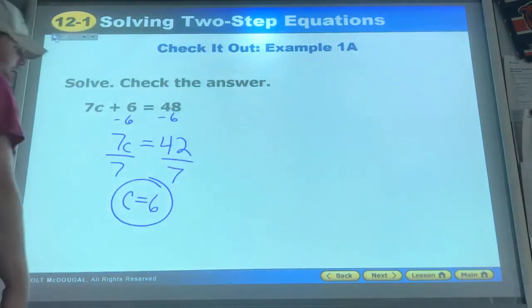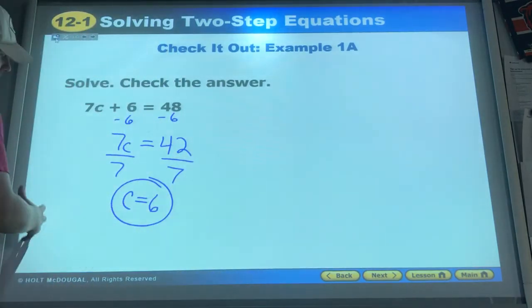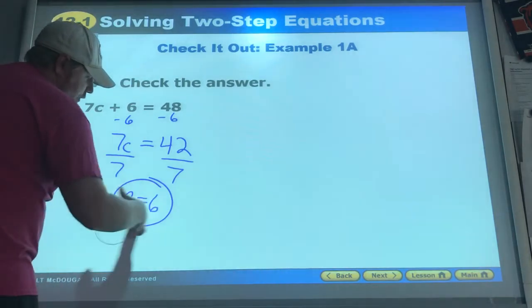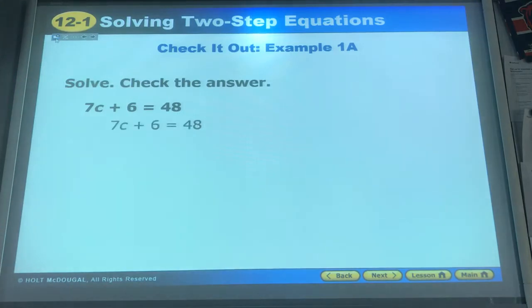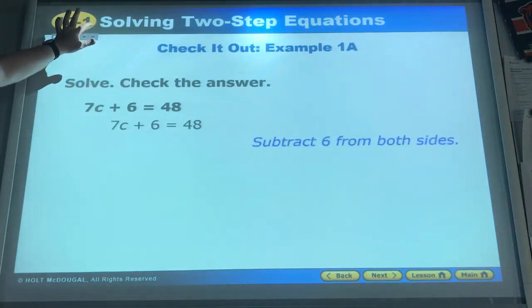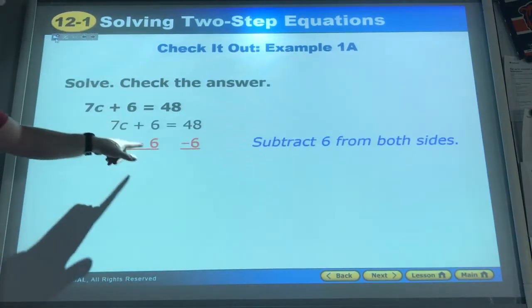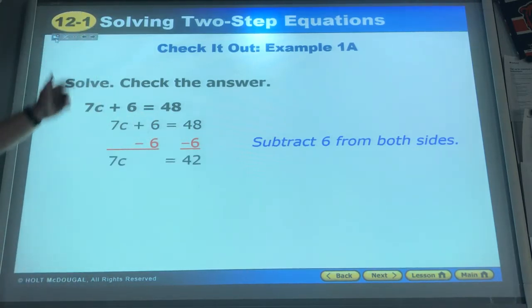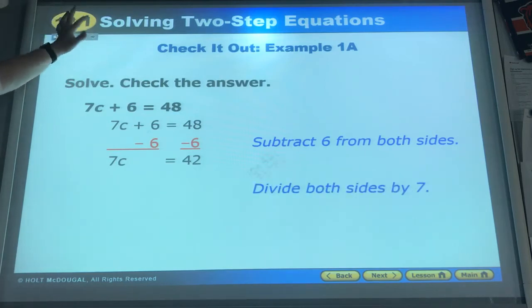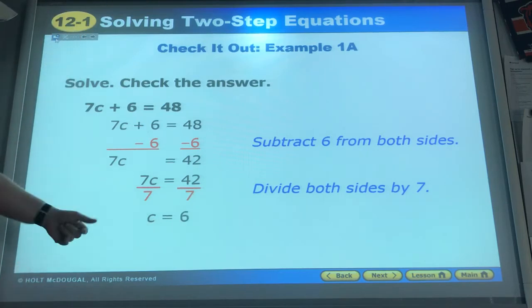If you have real struggles, we're having days where we can meet on Google Meet so you can learn more and ask questions. All right, but this is pretty straightforward. Inverse operations. So we subtract 6 from both sides because we work on the addition and subtraction first. Then we get 7c equals 42. That's multiplication. Inverse operation. We use division. All right. Then we get c equals 6.